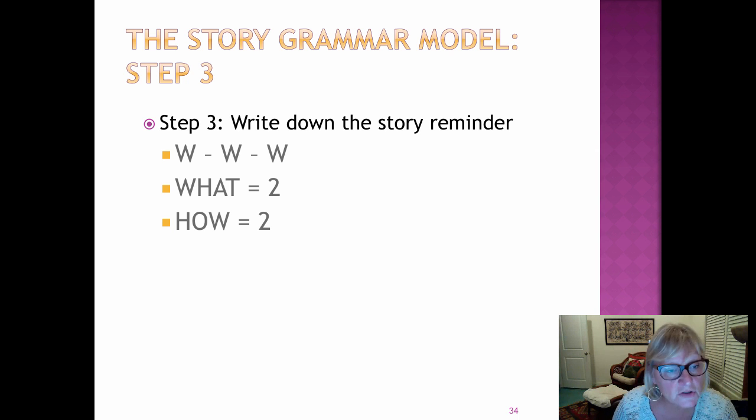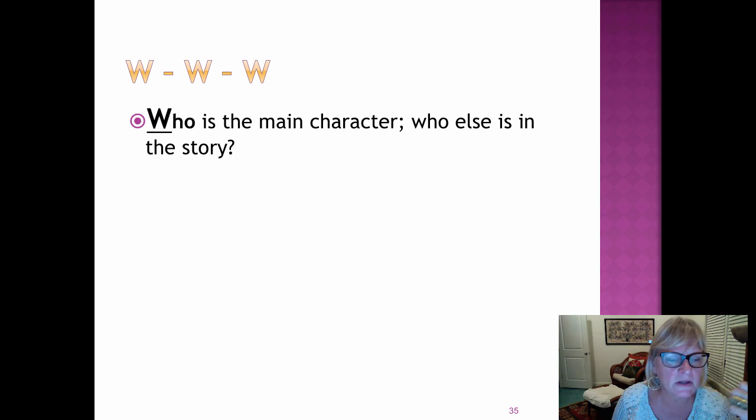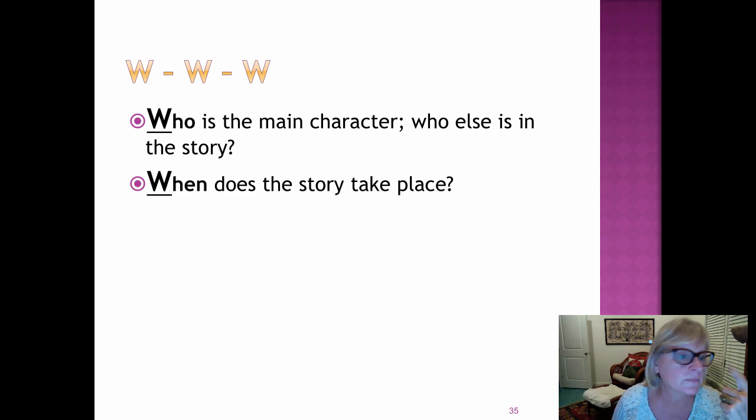Again, this is a really good strategy for narrative text. And again, kids can learn to memorize that. 3 W's, 2 what's, 2 how's. It's an easily memorized strategy. So what are the W's? Who is the main character? Who else is in the story? So who am I going to be writing about? Who are the people involved or the characters?